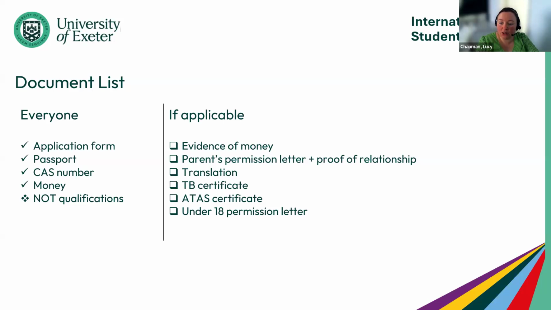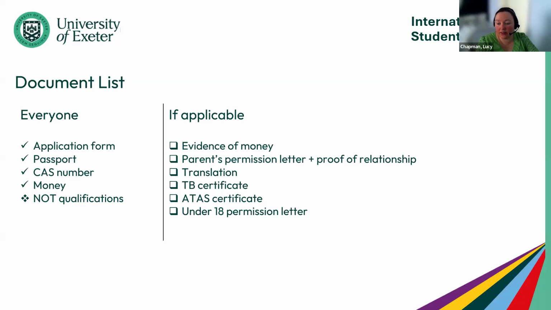Then, depending on your individual situation, you may need to submit other documents, such as evidence of money. If you're using bank statements in your parents' name, you will need a permission letter from them and proof of your relationship, like a birth certificate. If any of the documents are not in English, you'll need official translations.